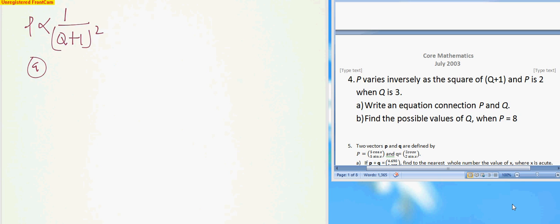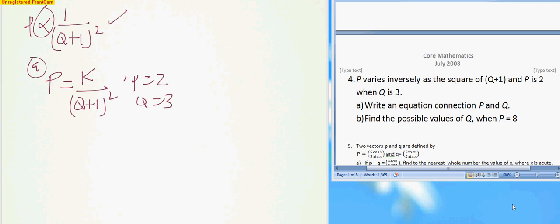Before I've written this one, now for it to be an equation, that means the proportionality sign has to be replaced by an equal sign, and you apply what you call the proportionality constant. So we can therefore say that P is equal to K divided by (Q plus 1) all squared. But we are given that when P is equal to 2, Q is equal to 3, and therefore we can come back and say 2 is equal to K divided by (3 plus 1) all squared, right?